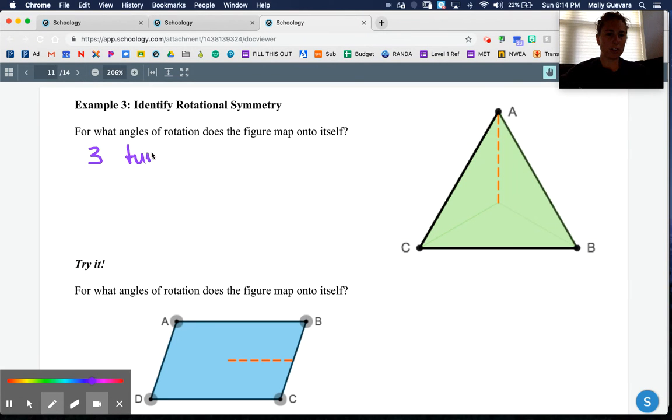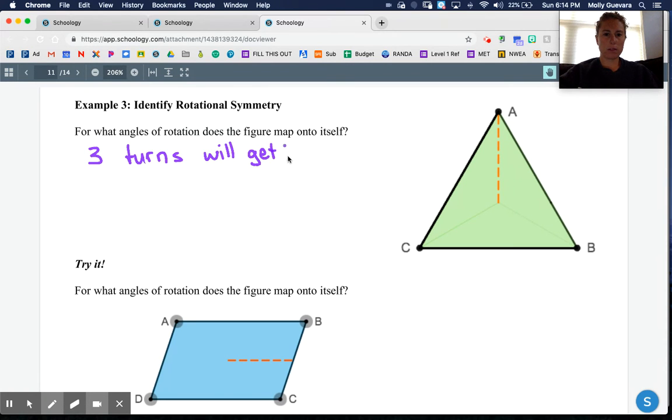3 turns will get you back to the start. Okay, so 3 turns will get you back to the start.